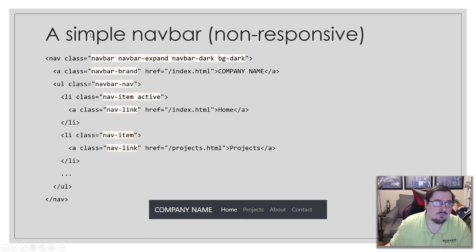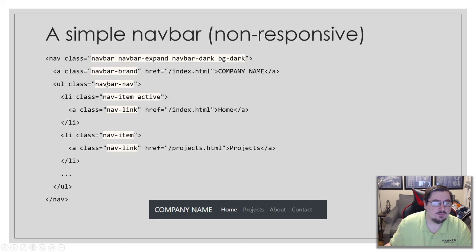So you're going to start with navbar. What breakpoint do you want to expand? Should it be light or dark? And what color should the background be? Inside of there, I've got the navbar-brand, which is usually where we're going to put the logo and the name of the company. So that's what we have here.